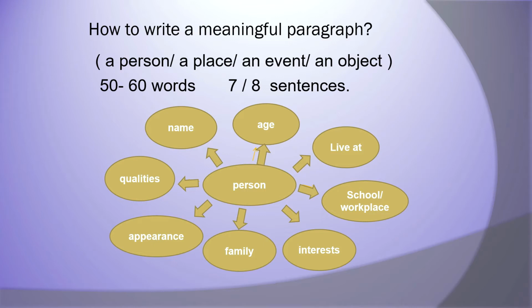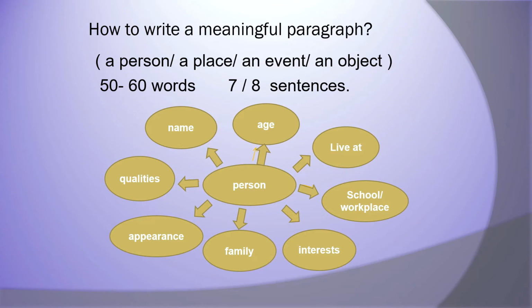An event or describe an object. And you are supposed to use 50 to 60 words, that is 7 or 8 sentences, simple sentences. Right. So this is very important, writing 7 or 8 sentences. And we have to plan what we are going to write. So this is how we must plan our writing.